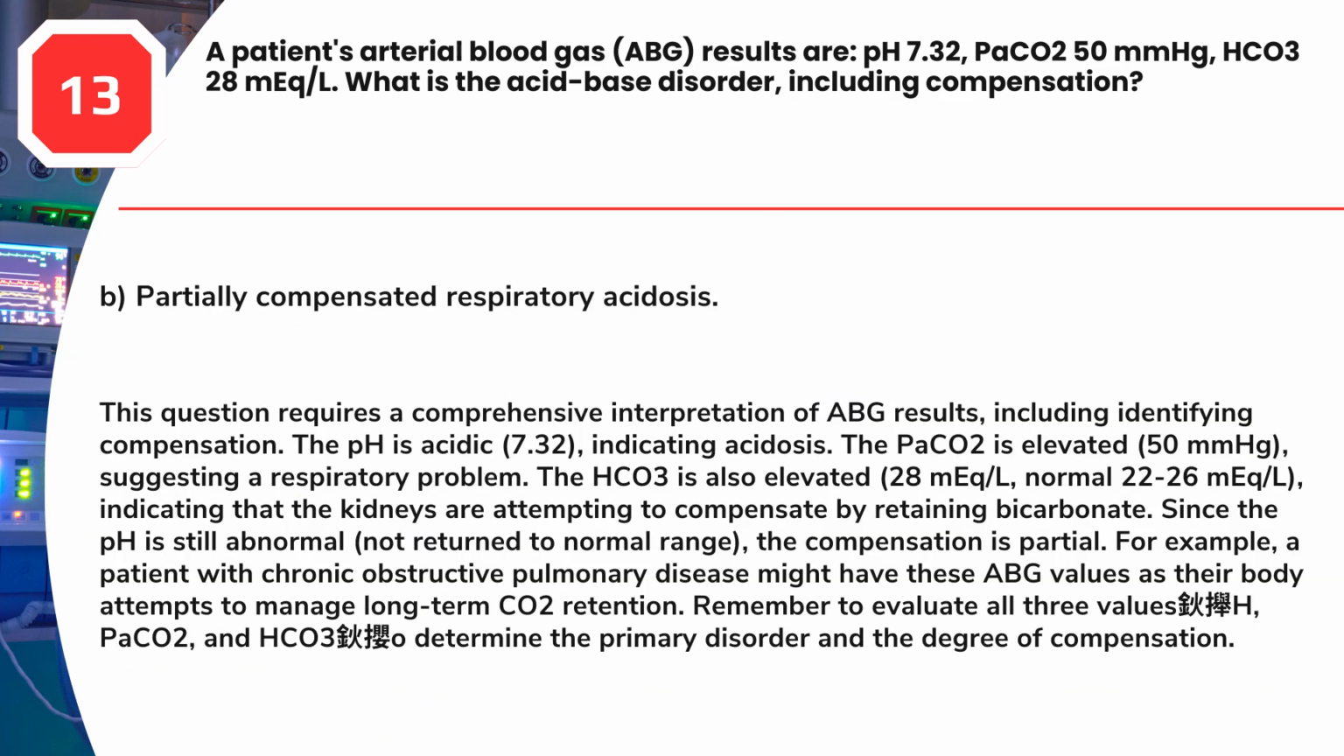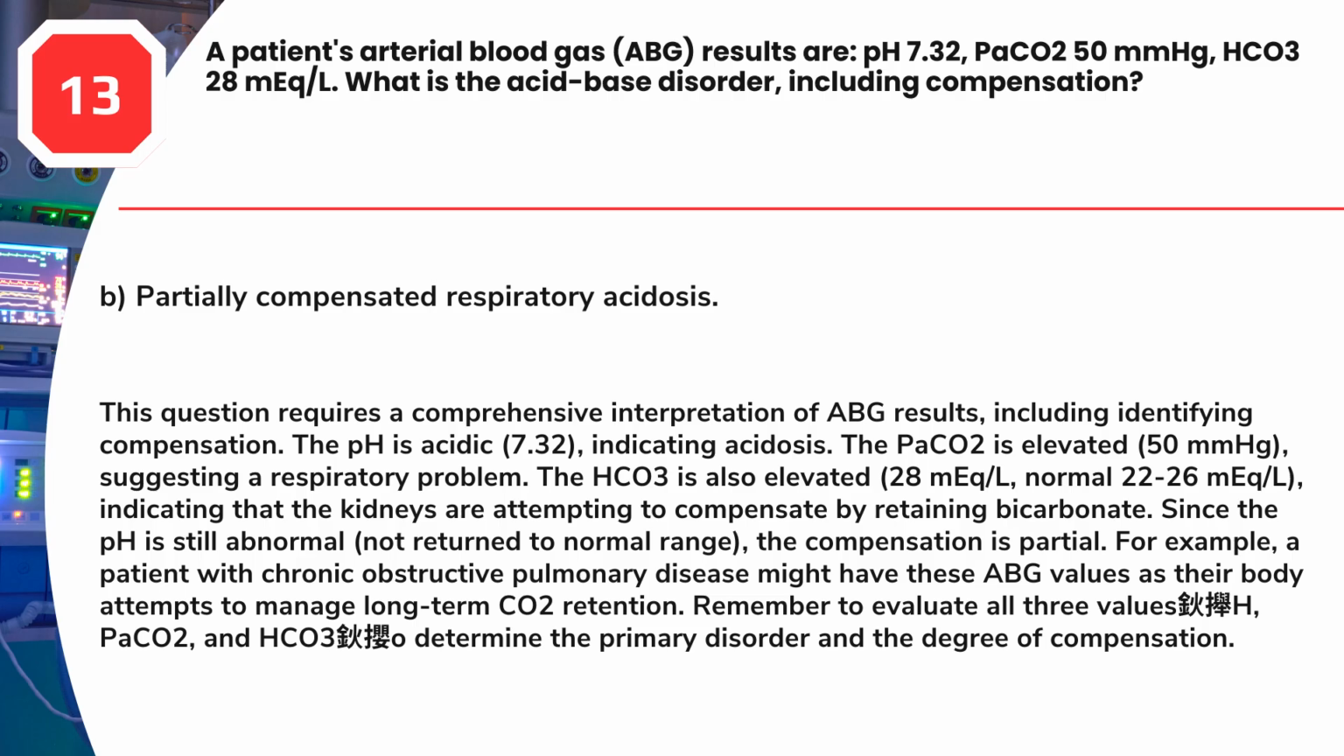Answer B. Partially compensated respiratory acidosis. This question requires a comprehensive interpretation of ABG results, including identifying compensation. The pH is acidic, 7.32, indicating acidosis. The PaCO2 is elevated, 50 mmHg, suggesting a respiratory problem.